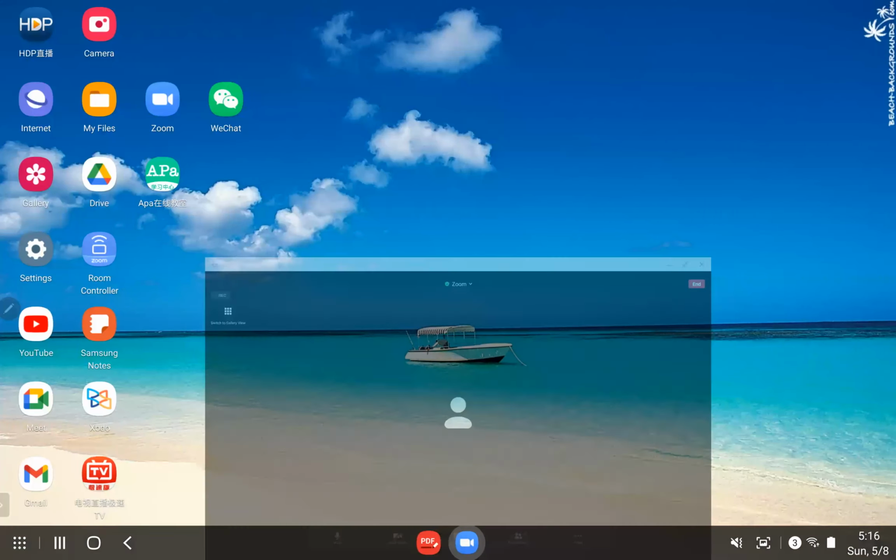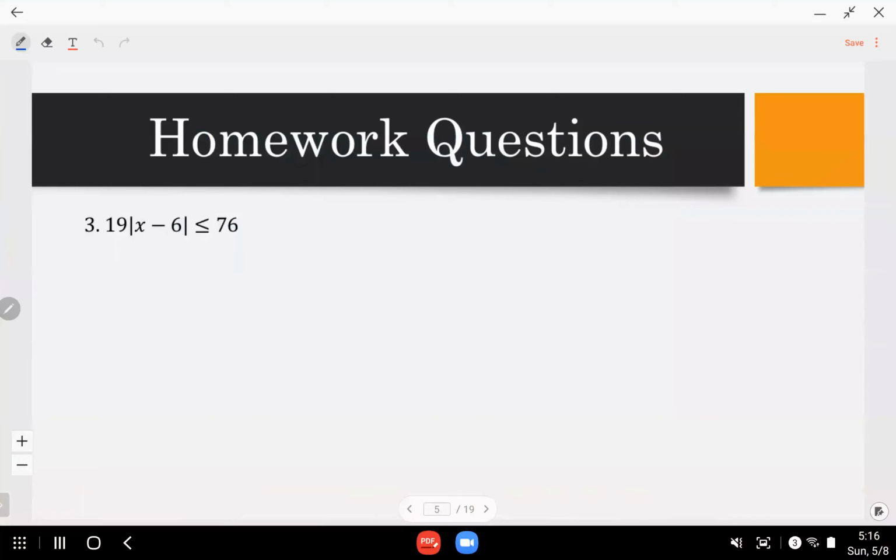All right, so let's do this problem. Divide everything by 19, right? 76 divided by 19 is going to be 4. And since the absolute value of x minus 6 is less than something, it's going to be turned into an "and" compound inequality.